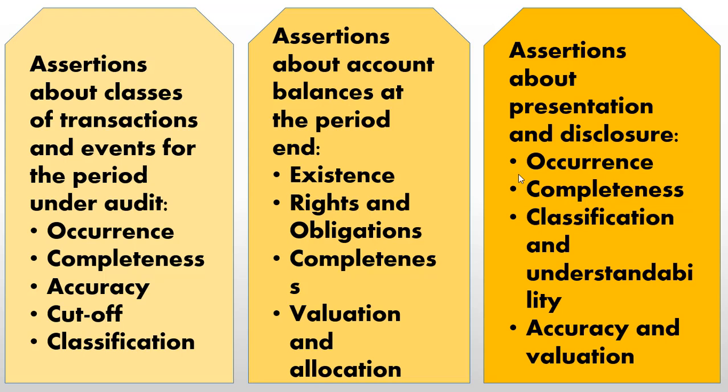So commonly it will include occurrence, completeness, accuracy, cut-off, and classification. Assertions about account balances at the period end pertain to the balance sheet. Commonly it will include existence, rights and obligations, completeness, valuation, and allocation. And with regards to notes to financial statements, these are the common assertions that might be included: occurrence, completeness, classification and understandability, accuracy, and valuation.